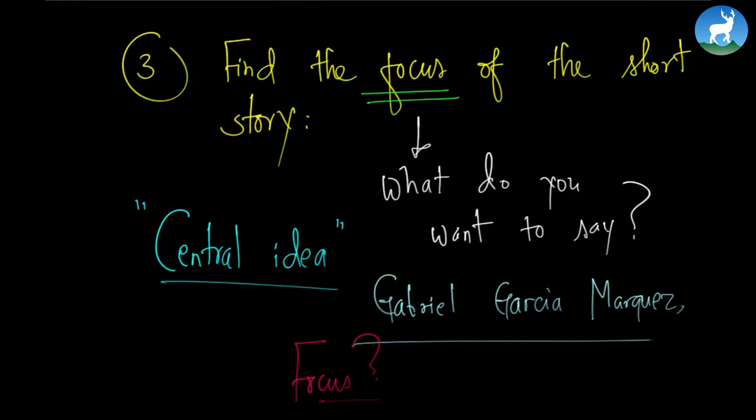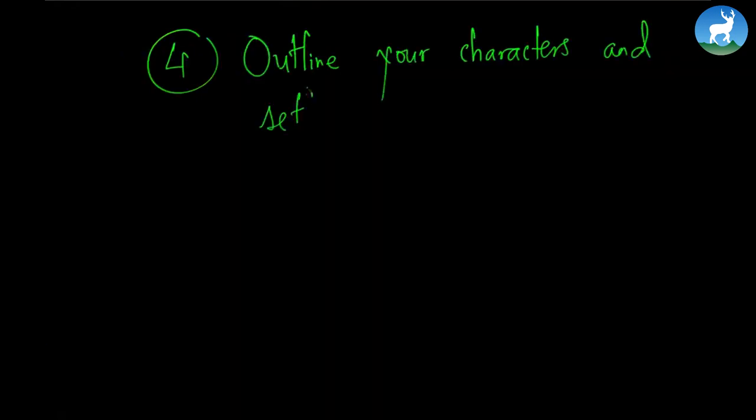Now, the fourth thing you need to do is outline your characters and settings. It could be a single setting or multiple settings. Writing a book makes outlining essential, given the complexity of long-form fiction. So you should bother with outlining, and when you're talking about characters, let's say you're outlining characters.